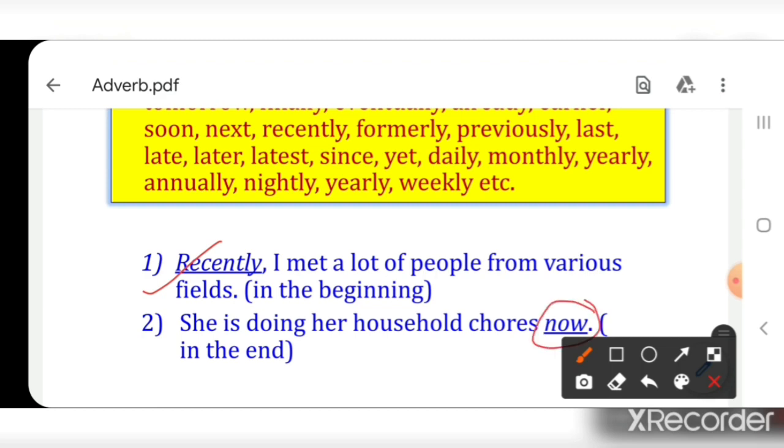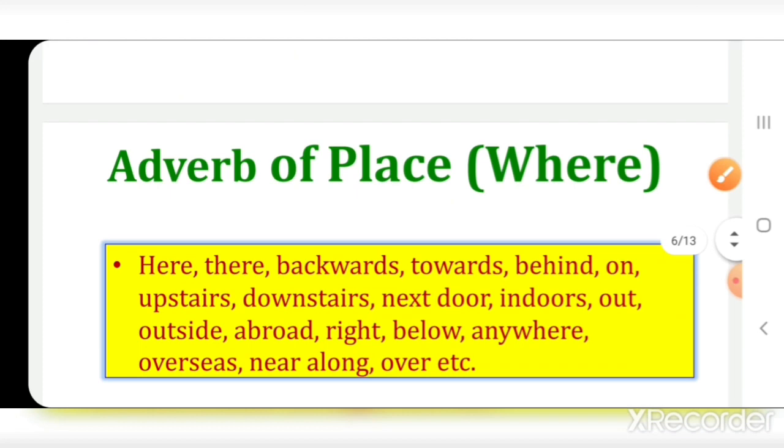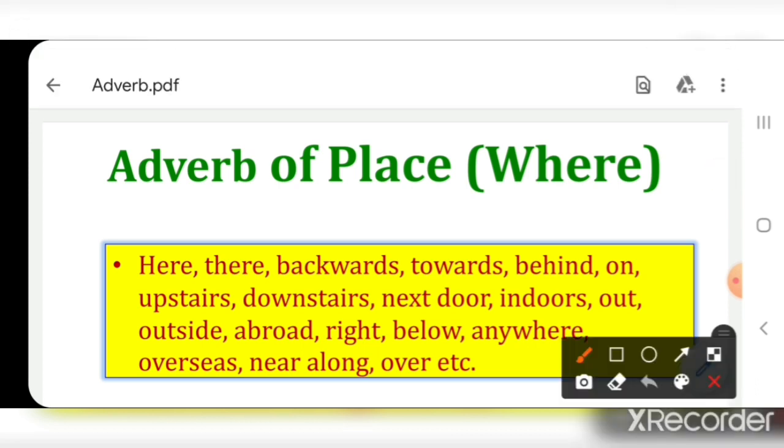An adverb of time. Now the third type is adverb of place, where that action took place. So these are the words: here, there, backwards, towards, behind, on, upstairs, downstairs, next door, indoors, out, outside, abroad, right, below, anywhere, overseas, near, along, over, etc.